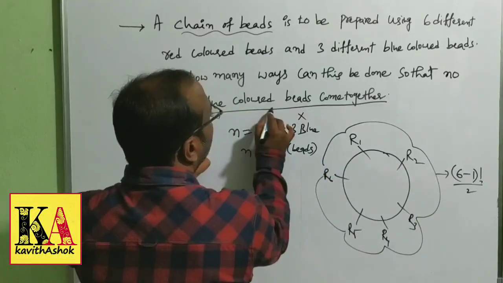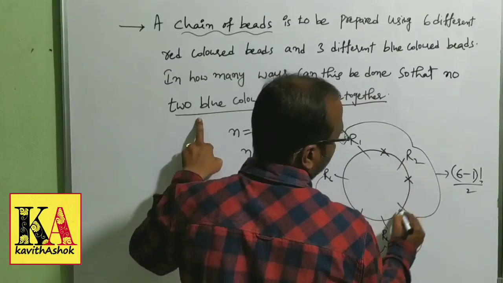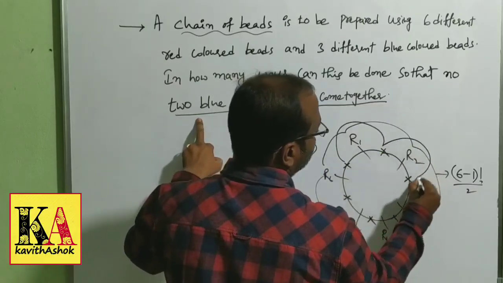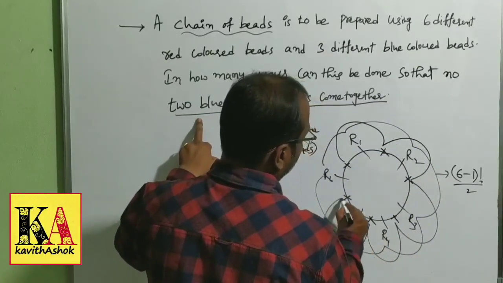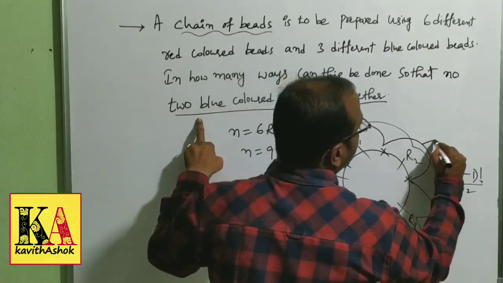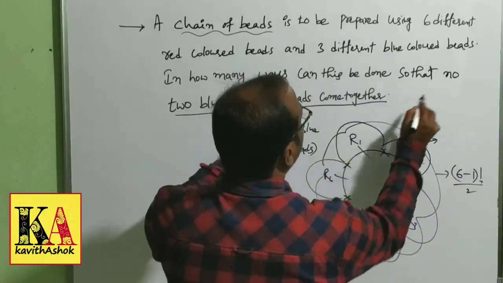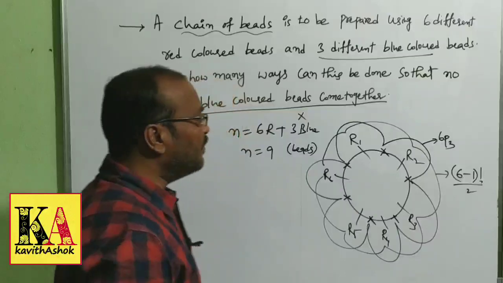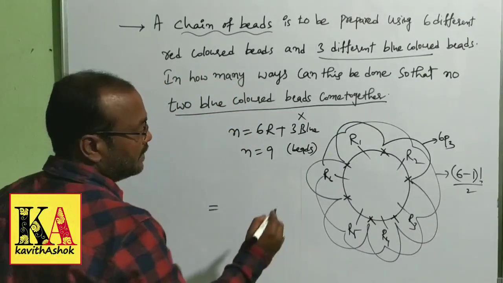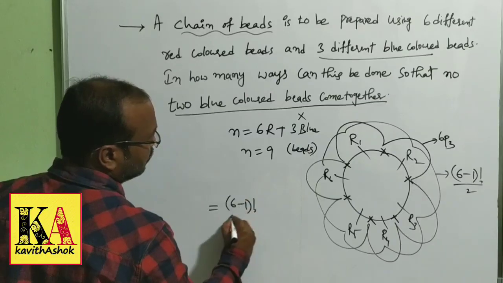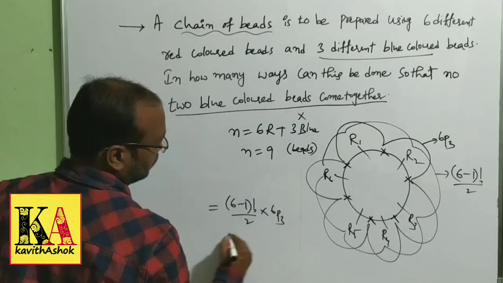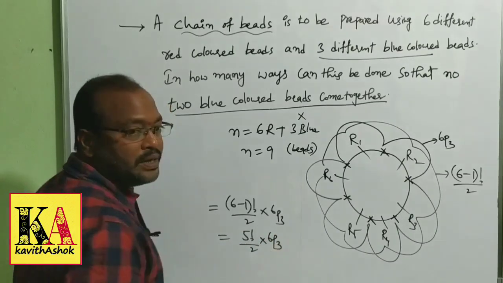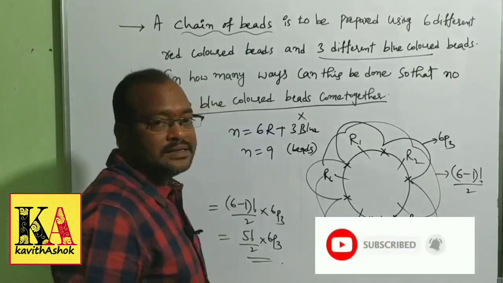Now to arrange the blue colored beads, we have 1, 2, 3, 4, 5, 6 places. In these 6 places, 3 different blue beads are to be placed. So we can arrange them in 6P3 ways. By the fundamental principle, the number of chains to be prepared is equal to 6 minus 1 factorial by 2 into 6P3. So this is 5 factorial by 2 into 6P3. There is no need of simplification. Simply we will leave it like this. We can get the answer.